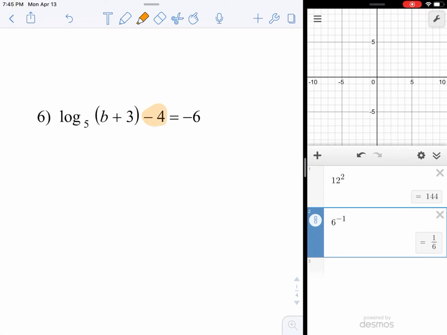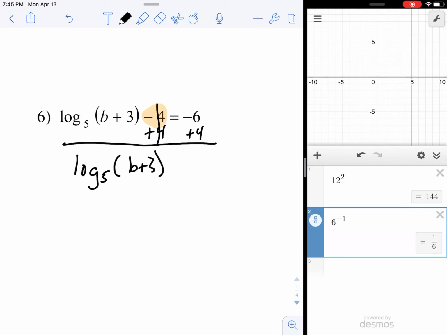Okay, so there's this minus 4, and it's outside of those parentheses there, so we can cancel that out by adding 4, and then add 4 to this side. That cancels out. Log base 5 of b plus 3. Hold on.